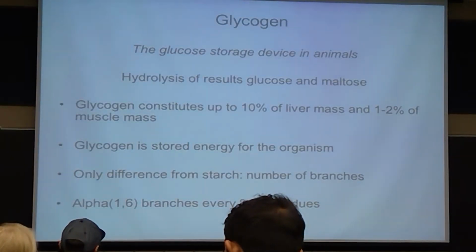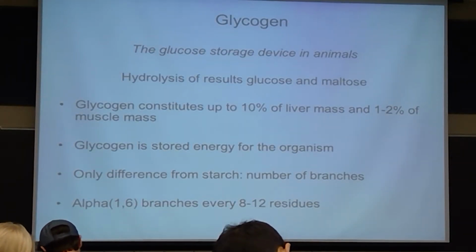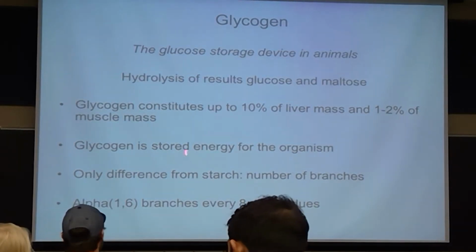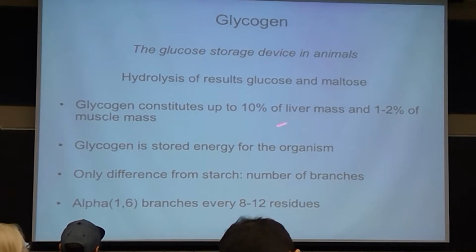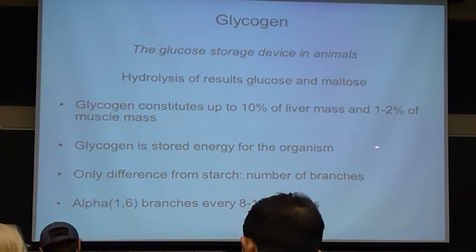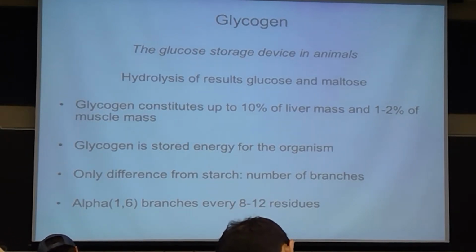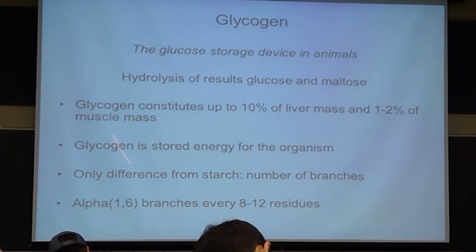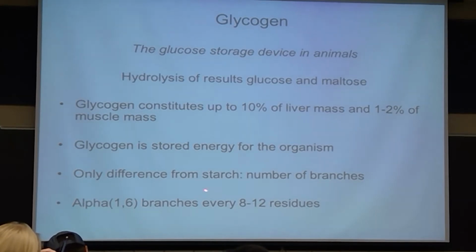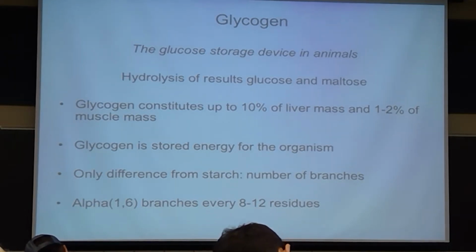Glycogen is similar to starch. It is almost 10% of the liver mass and 1 to 2% of the muscle, because your muscle is rapidly exercising. It needs a lot of glucose, correct? So that's why glycogen gets hydrolyzed. The liver also needs a lot of glucose. Glycogen is the stored form of energy in animals. The only difference from starch is the number of branches: alpha 1,6 branches every 8 to 12 residues versus 12 to 30 residues in starch. Those are some basic things we want to know.